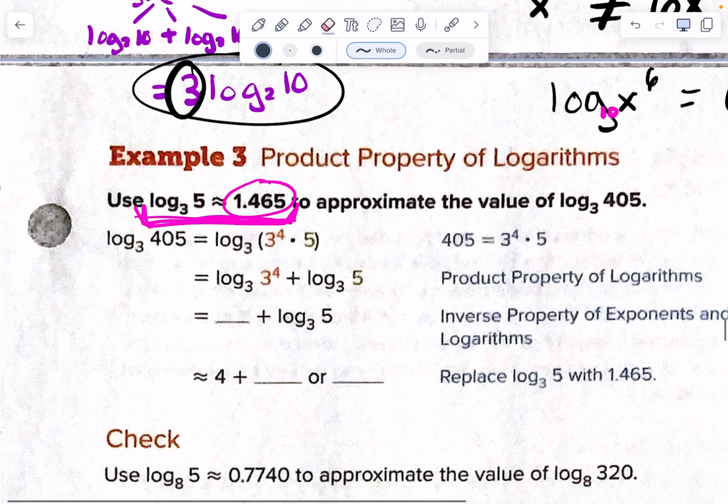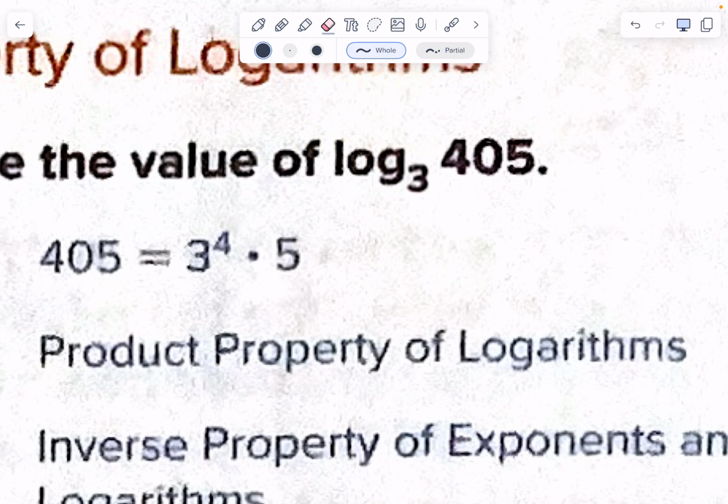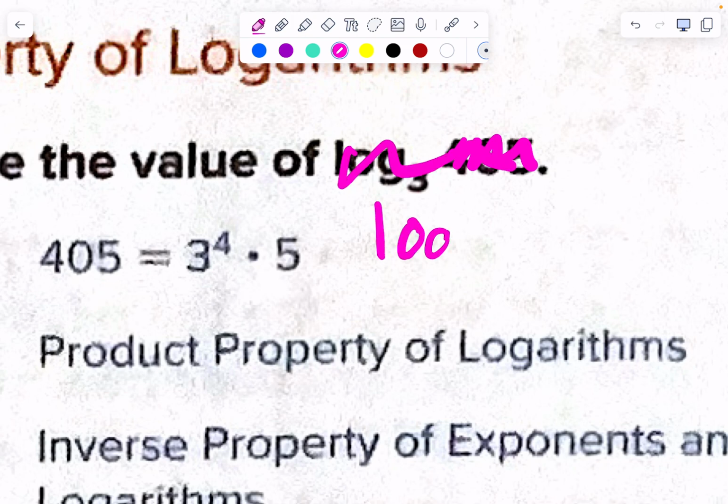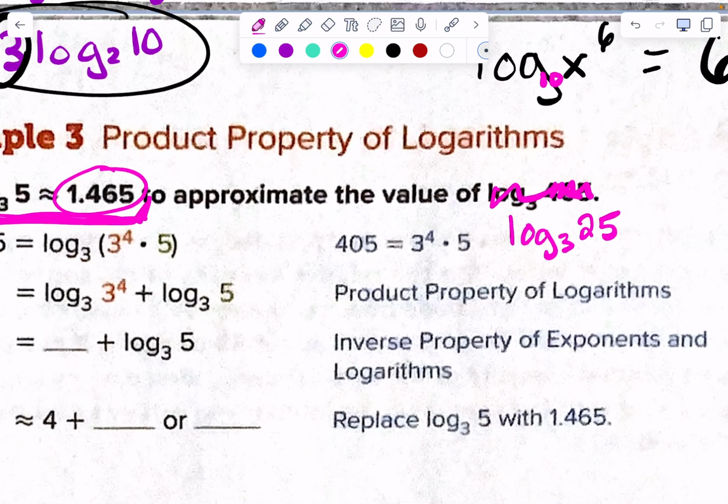What in the heck is happening there? Log base 3 of, I don't want to do that. Can I switch this problem? Yeah. Let's do this. I'm going to change this instead of being 405. Let's baby step you into this, okay? Let's change this to say log base 3 of 25. So instead of 405, instead of a big number, let's do log base 3 of 25.